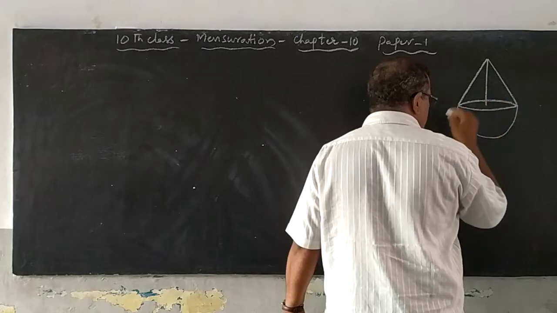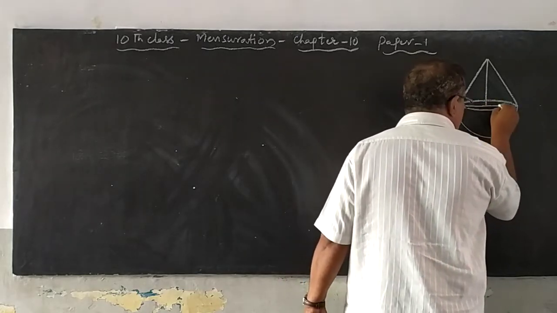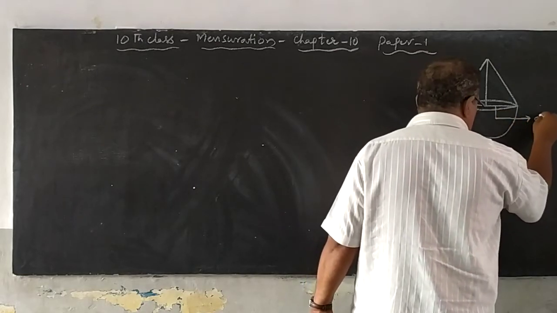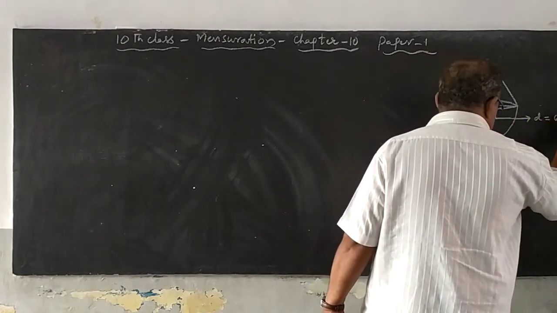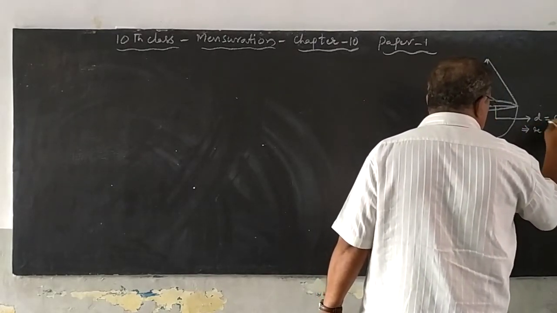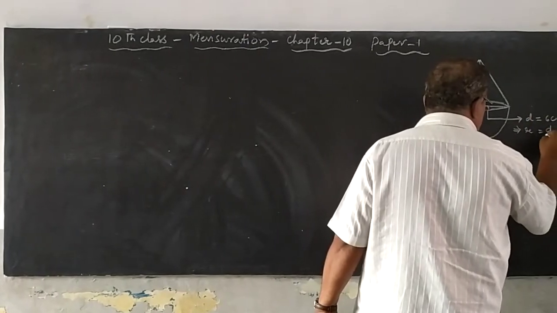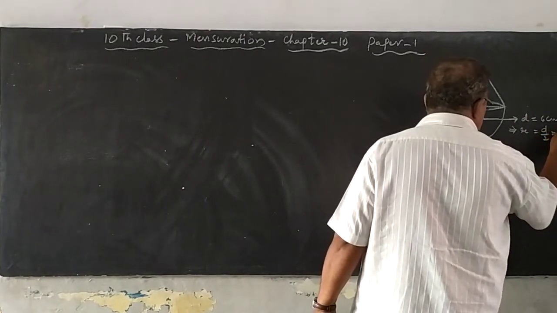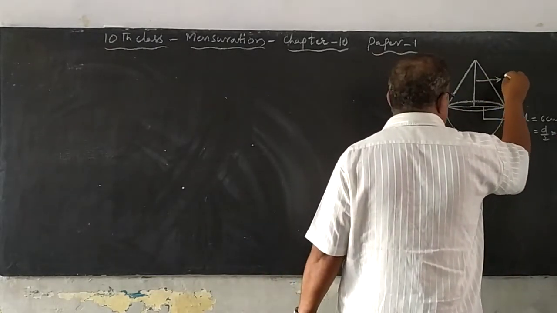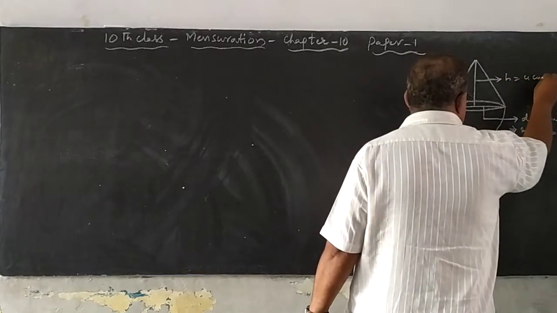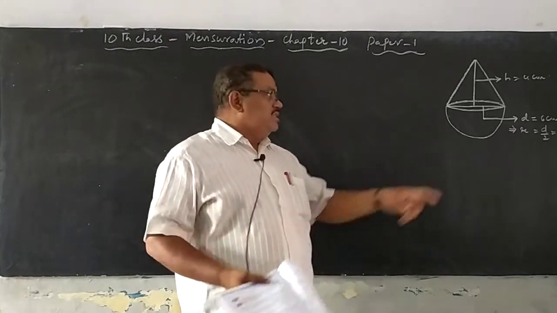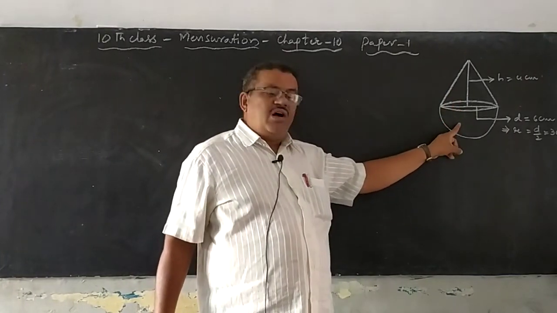This is the height, this is the diameter of the base. So D is equal to 6 centimeters, which implies R is equal to D by 2, that is 3 centimeters. Now height is 4 centimeters, H is equal to 4 centimeters. Find the surface area of the toy. So we need to find the CSA of the cone and the CSA of the hemisphere.